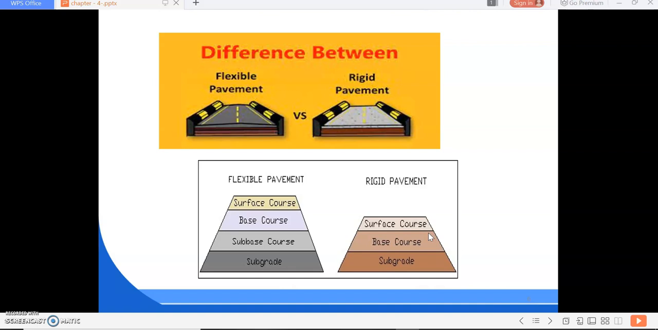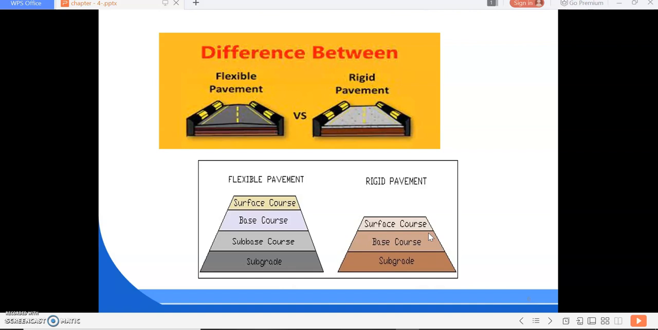But its maintenance cost is very low, and the design lifespan of flexible pavement is less and rigid pavement's lifespan is high or more, okay. So nowadays people are preferring this rigid pavement. If we are considering the design lifespan of these two roads, then the flexible pavement's design lifespan is 15 years, and in case of rigid pavement the design lifespan is 30 years. And also one important thing is that flexible pavement takes less load compared to rigid pavement.